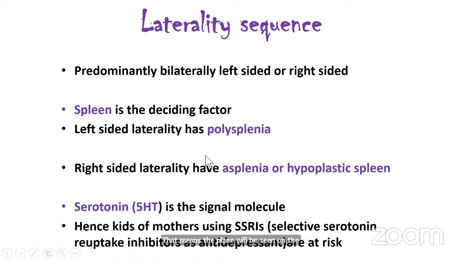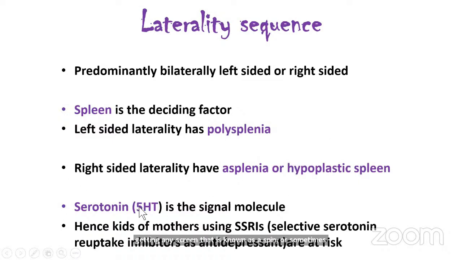Isn't it? So you will be having two spleens or more than two. That condition is known as polysplenia. So polysplenia will be seen in left-sided laterality. And if a person is having right-sided laterality, right-sided means the structures on the right will be seen on the left. So there is no spleen on the right side normally, isn't it? So if it is repeated on the left, you won't be getting any spleen. That is known as asplenia or sometimes hypoplastic spleen.